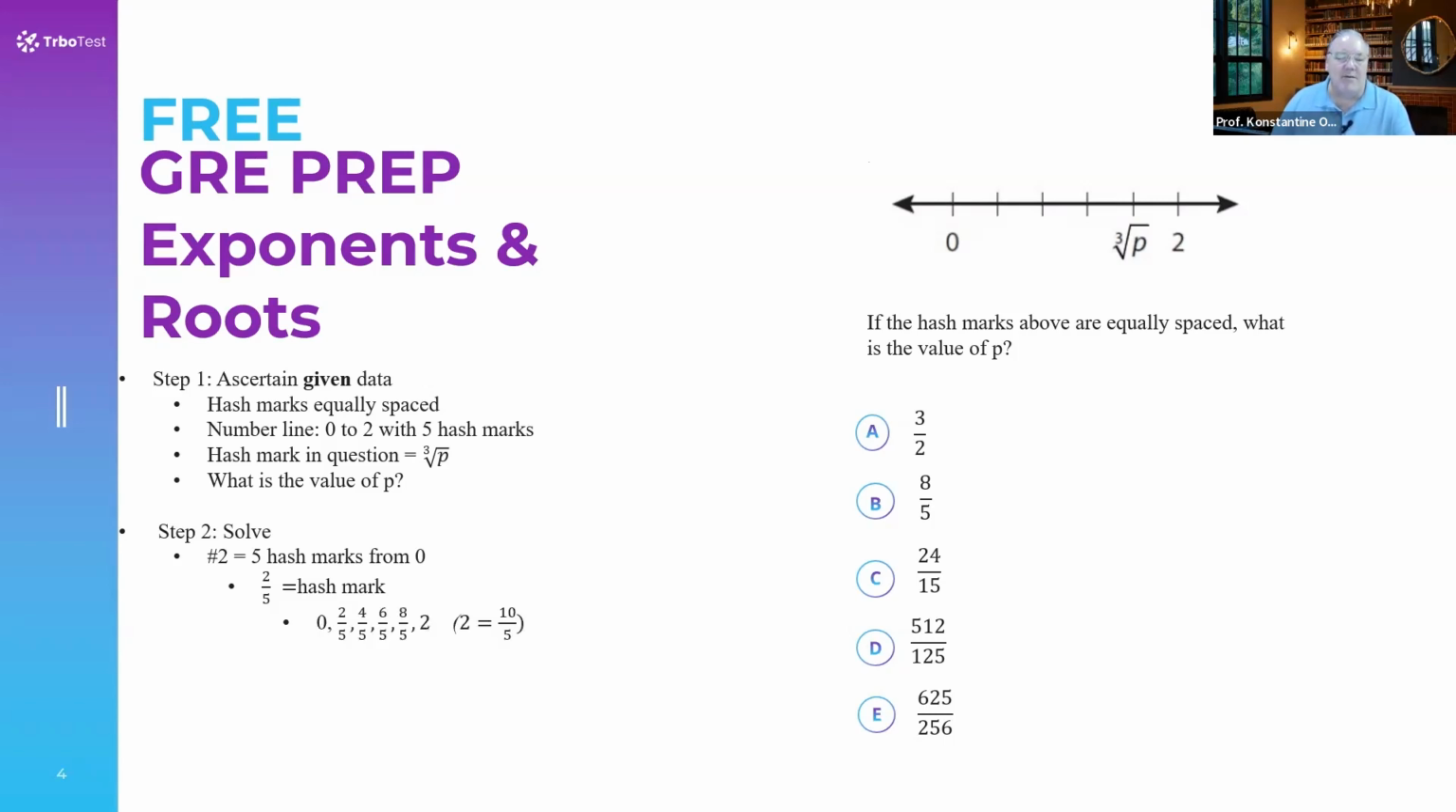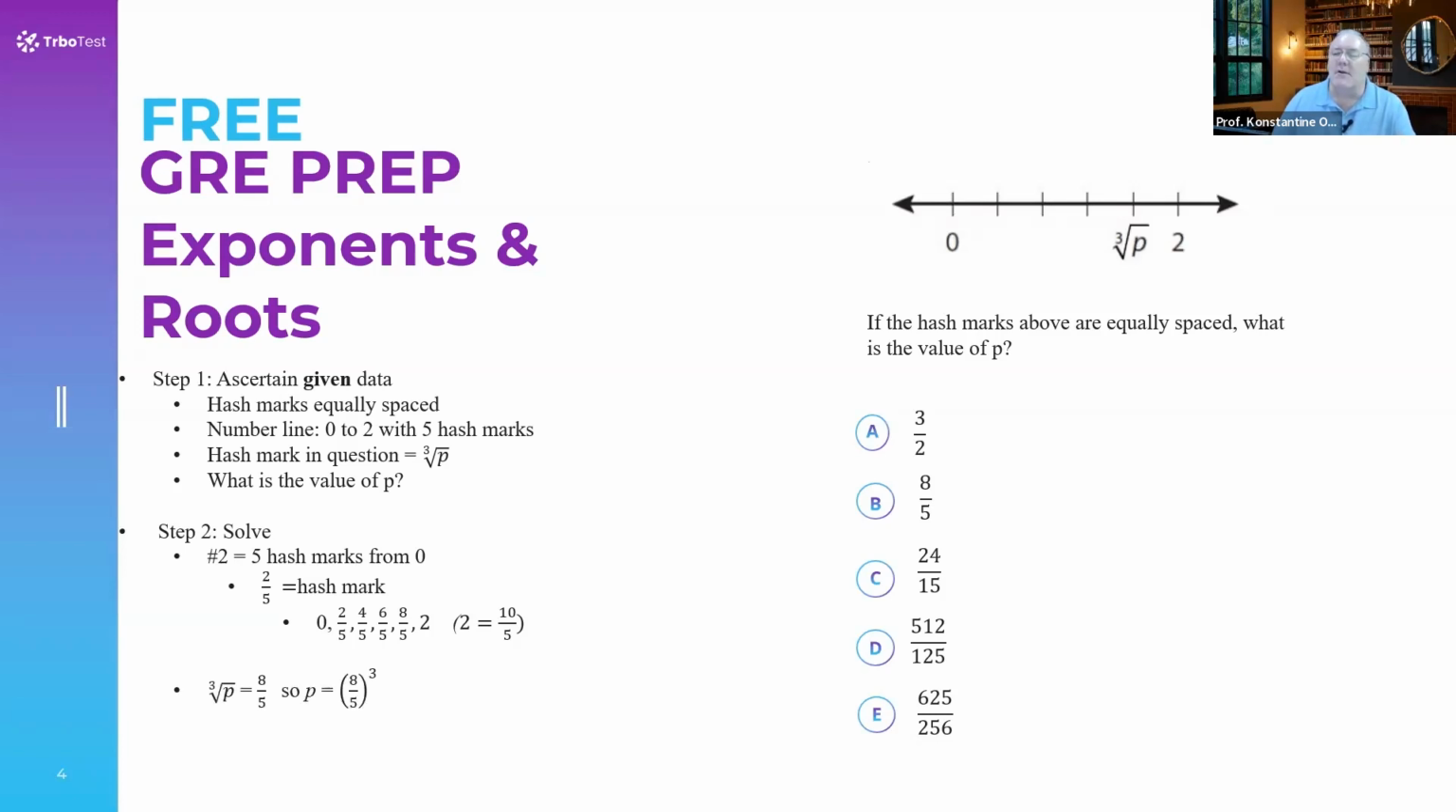So let's go ahead and do that. The first thing we do for each hash mark, we have a 0. We have a 2/5, 4/5, 6/5, 8/5, and 2. Of course, we know that 2 is 10/5. So that works out perfectly.